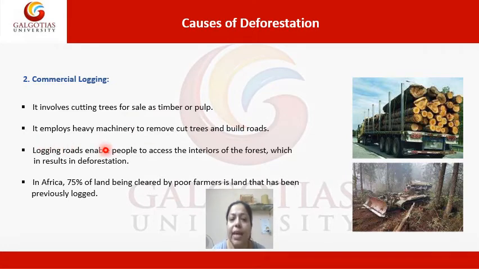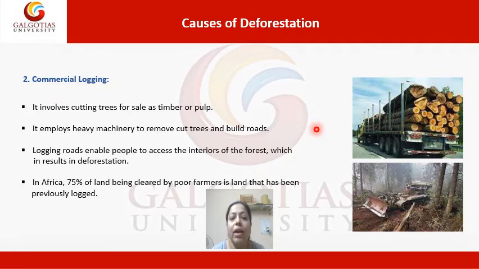It employs heavy machinery to remove cut trees and build roads. Logging roads enable people to access the interiors of the forest, which results in deforestation. In Africa, 75% of land being cleared by poor farmers is land that has been previously logged. So basically, they're saying that nowadays they use modern machinery to cut down the trees and to build roads.